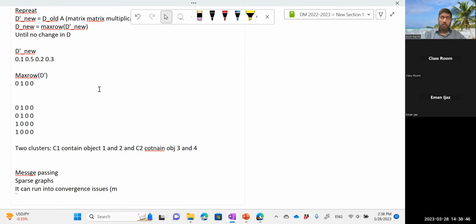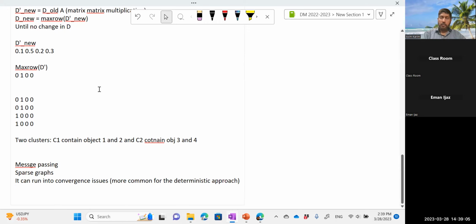And this is more common for the deterministic approach. स्टोकेस्टिक में ले लेस कॉमन है. ठीक है. So this is another characteristic of this algorithm. So it does have some issues with convergence. But when it does converge, it usually converges in, let's say, 5-10 iterations. ज़्यादा नहीं लगती हैं iterations.